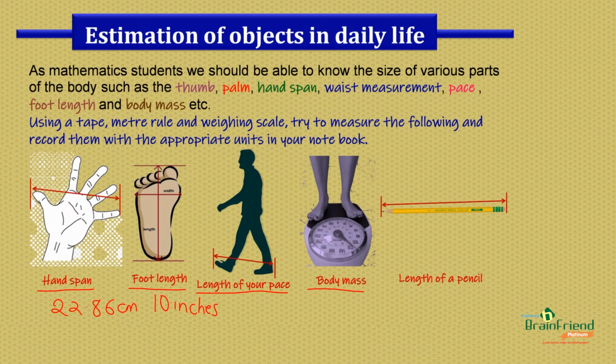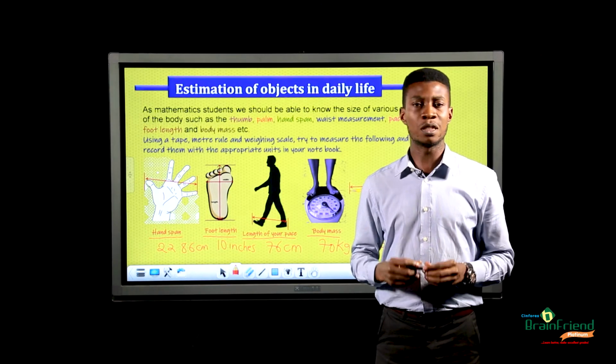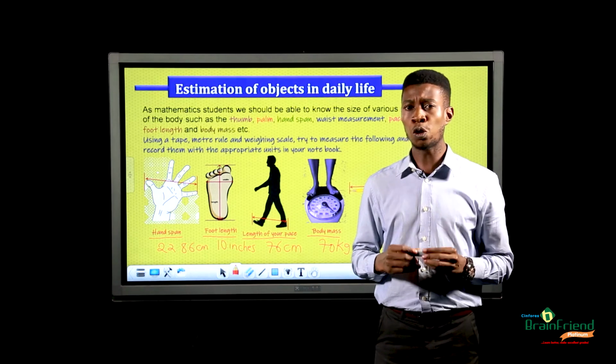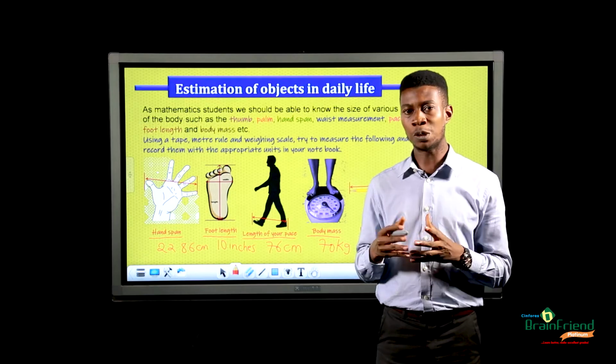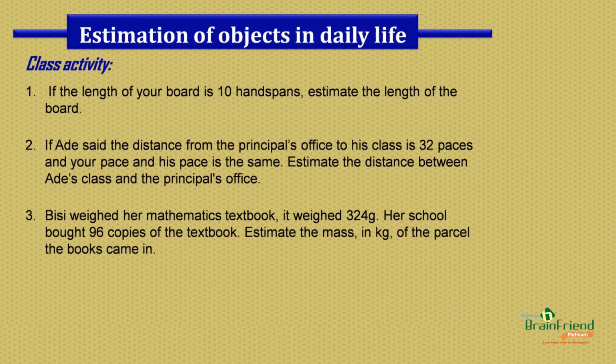The length of your pace can be 76 centimeters, and a body mass can be 70 kilograms, while the length of a pencil can be 15 centimeters. Now let's carry out an activity together. I'd like you to pay close attention as we make estimates of certain objects.